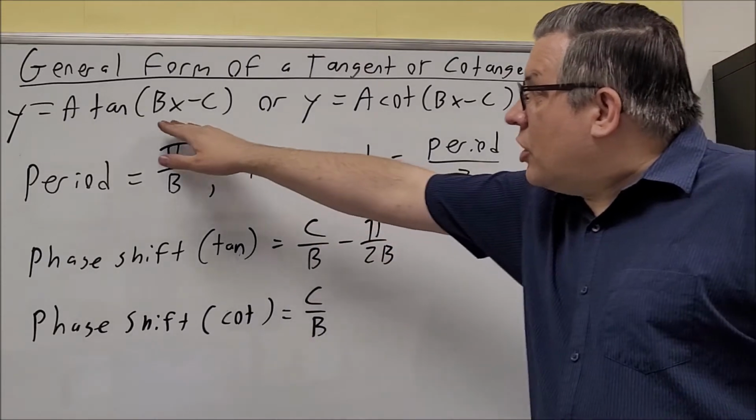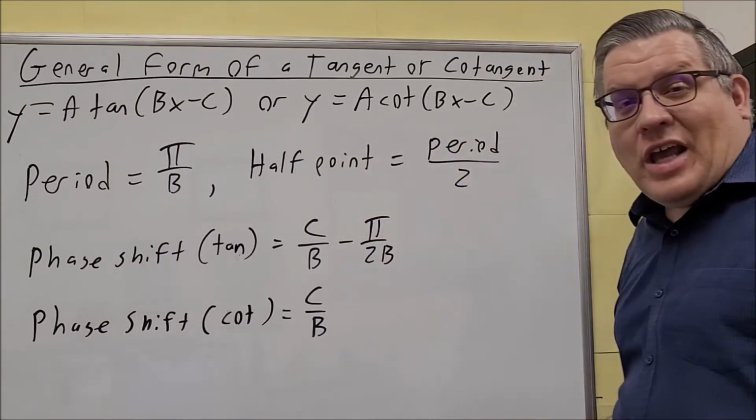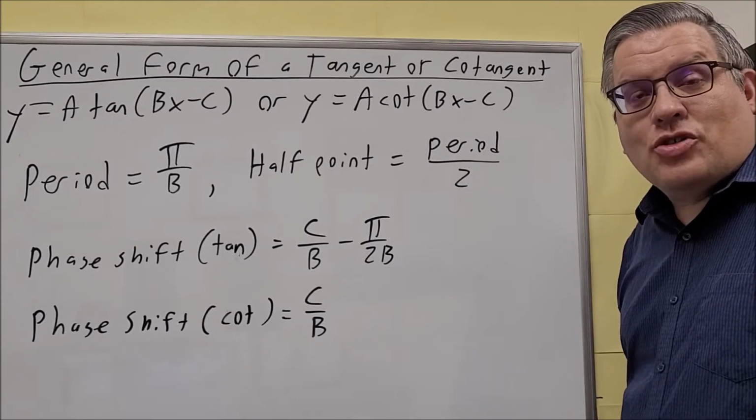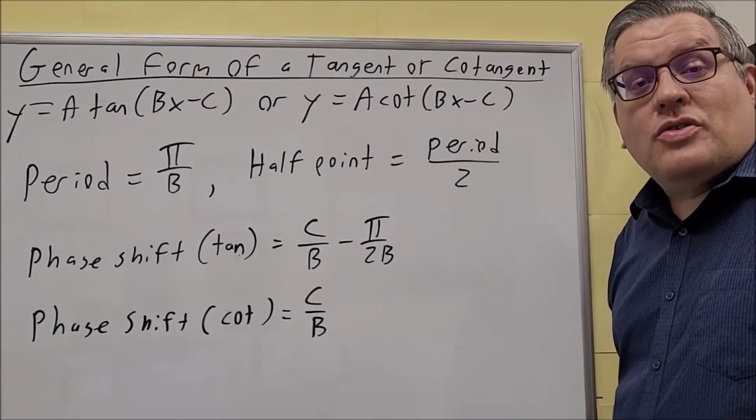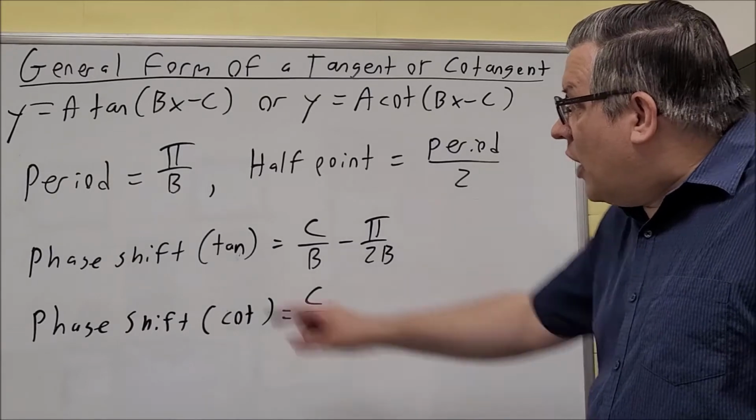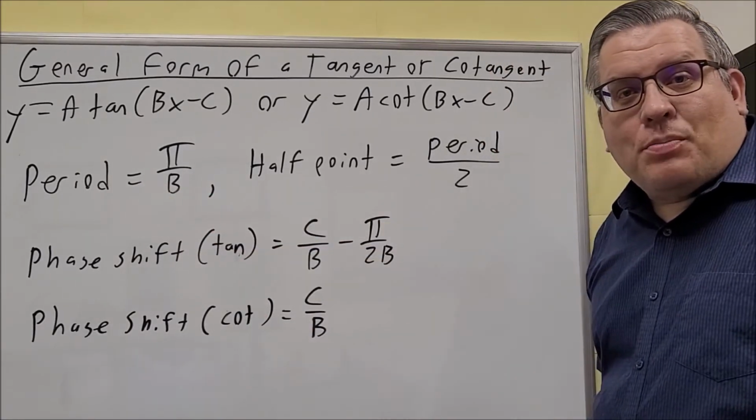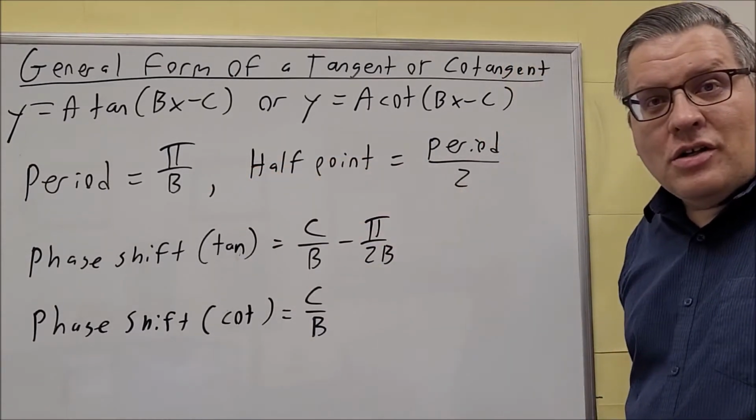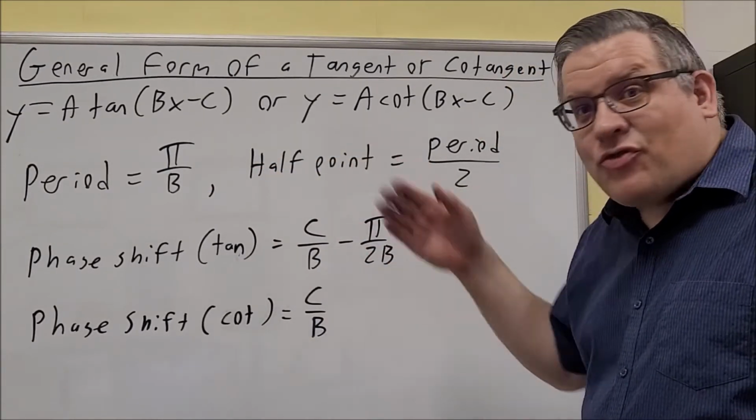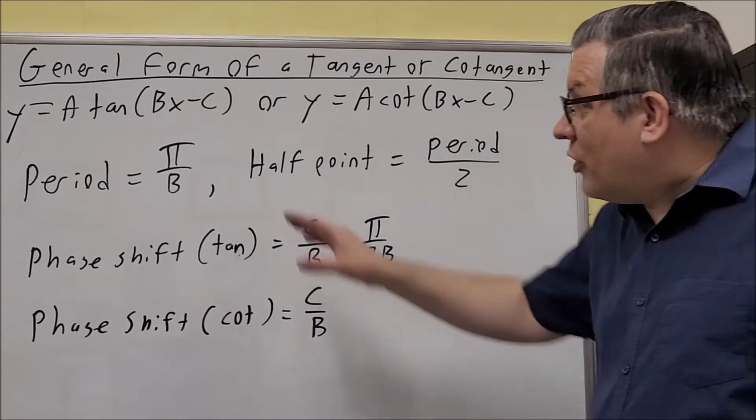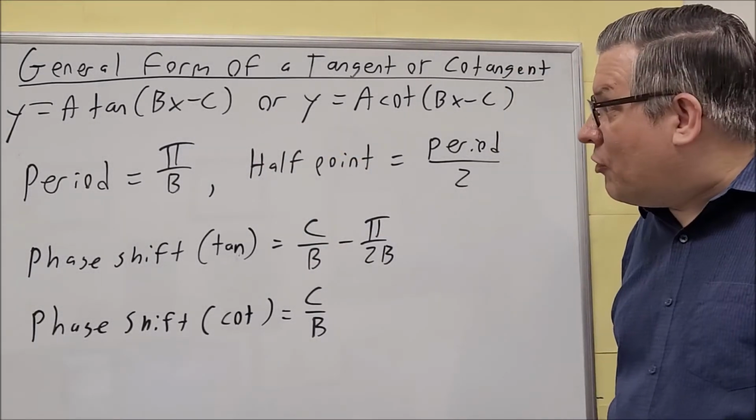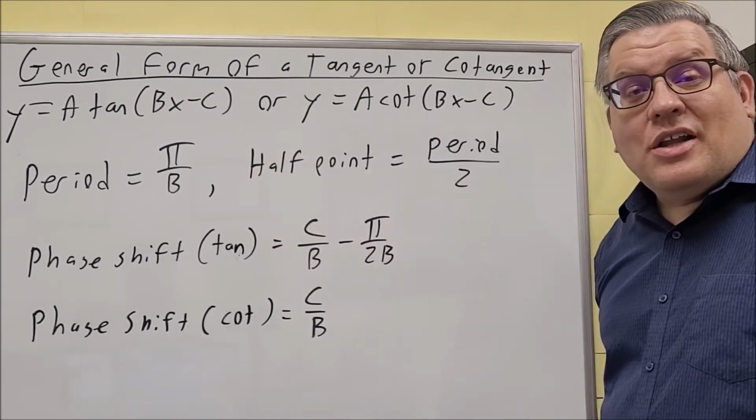Okay, so here are the general forms for tangent and cotangent. Notice we still have the A, B, and C, which is similar to when we were doing sine and cosine graphs. However, what's different now is the period. The period is pi over B. That's because for these graphs, one cycle is a length of pi. So again, these look completely different than the ones that we looked at before. That's why it's pi over B, not 2 pi over B.